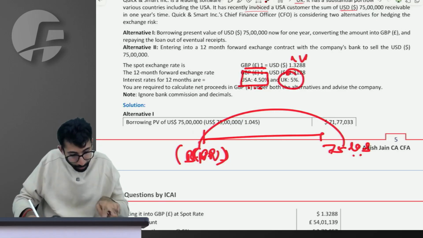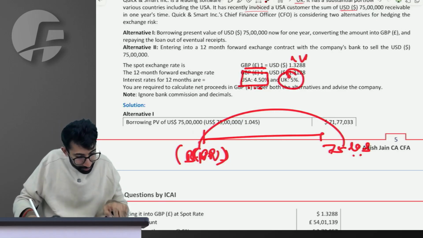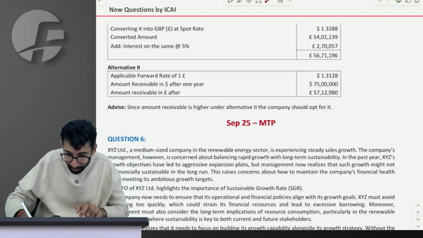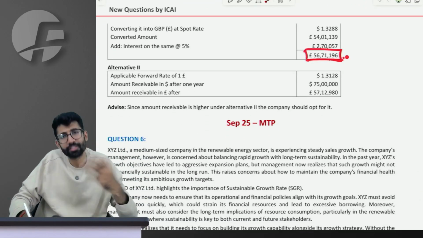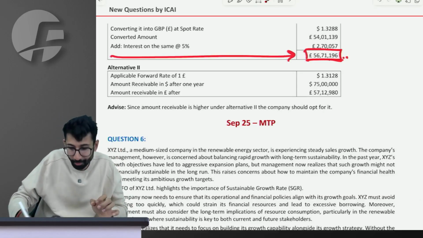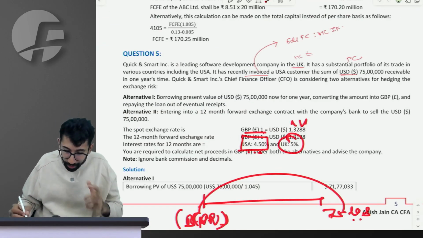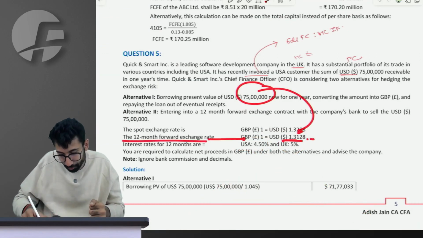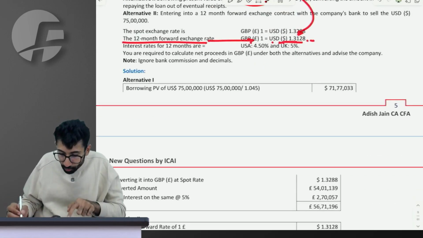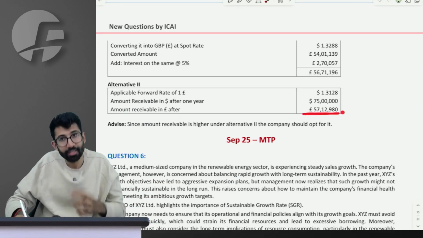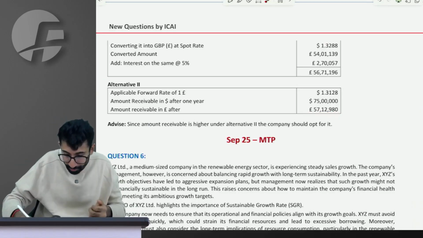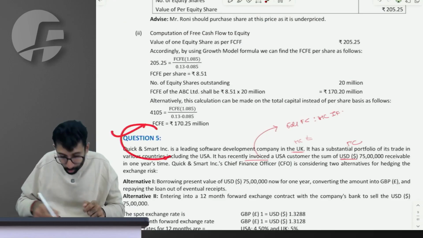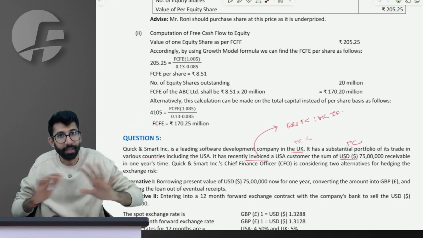Let me invest that amount for a year at the rate of 5%. So multiplied by 1.05 gives me 567,1195, something on a rounded off basis, as the amount of final home currency inflow. However, if you use forward rate, you have to simply divide 75 by this given 12-month forward exchange rate, and you will automatically know the amount of receipt. Since it is about the inflow, higher is better. As you observe, forward seems to be higher, and that is the better alternative. Question 5th similarly gets done.